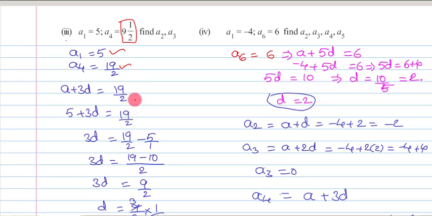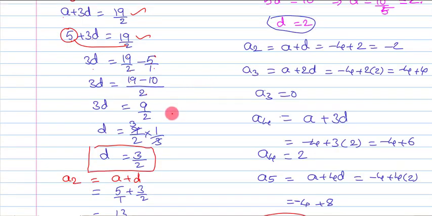So a4, by using the nth term of AP formula, can be written as a plus 3d is equal to 19 by 2. In this, I substituted a is equal to 5. So 5 plus 3d is equal to 19 by 2. Transposing this positive 5 to the other side of the equation, it becomes negative. So you get 3d is equal to 19 by 2 minus 5 by 1. These two are unlike fractions, so I took the LCM of the denominators as 2, and 19 minus 10 by 2. So 3d is equal to 9 by 2.